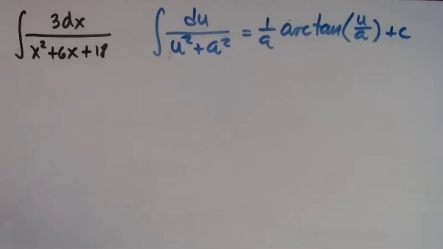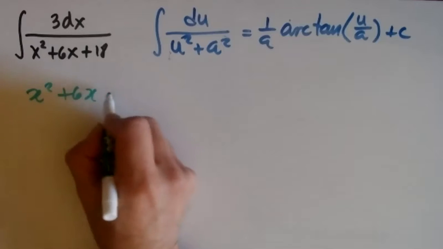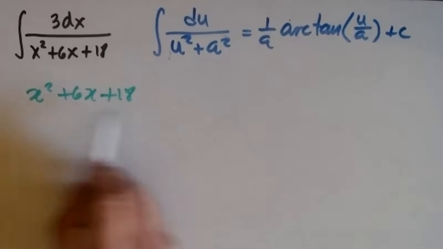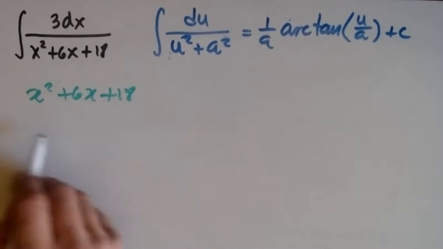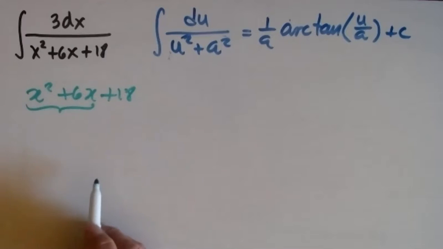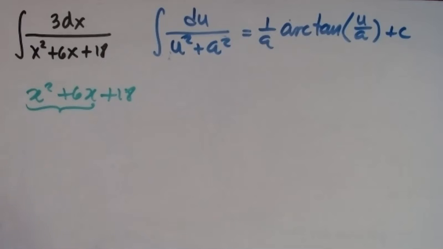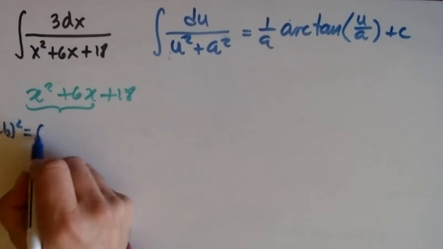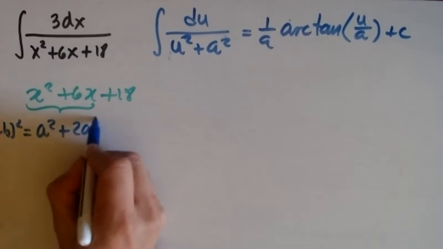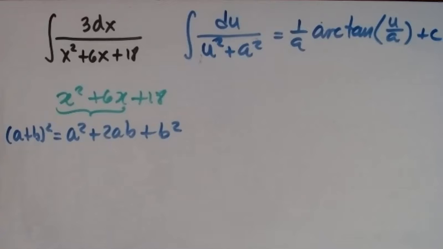What happens in completing the square? Let me show you. x squared plus 6x plus 18. You cannot factor this to solve, but you can group these two terms and then add a number such that it matches a perfect square. Remember, what is a perfect square? (a plus b) squared equals a squared plus 2ab plus b squared. That's a perfect square, correct?